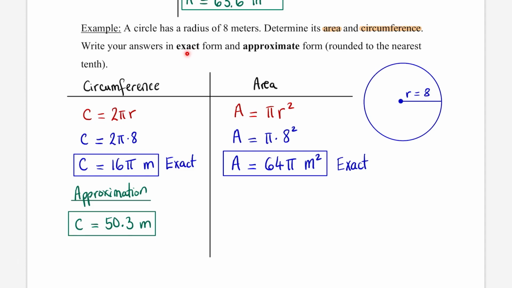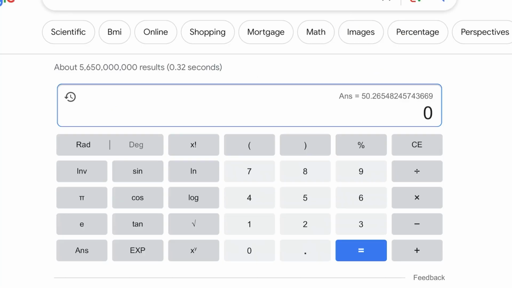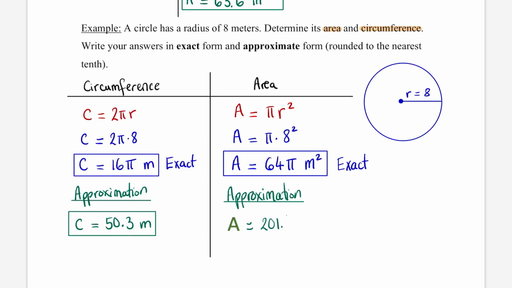So they want the exact form. That is the exact form. And they also want the approximation form. So I will put this in the calculator to find the approximation. So 64 times pi. 201.06192983. That is my approximation. They want to round to the nearest tenth, so that is 201.1 meters squared.